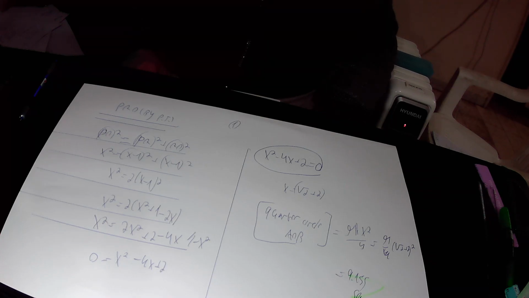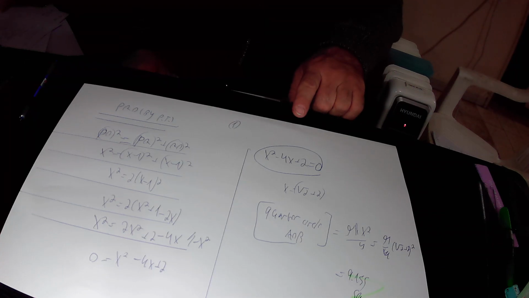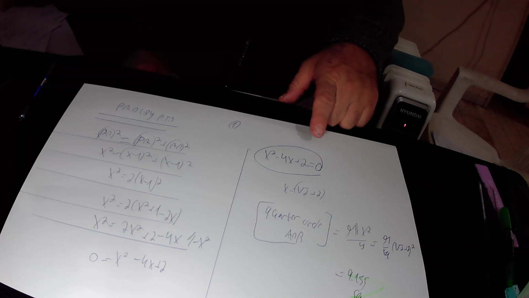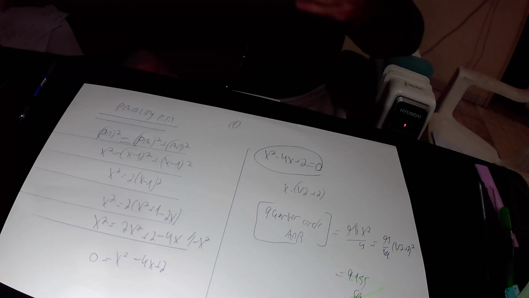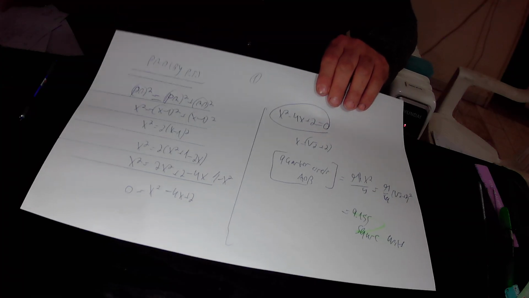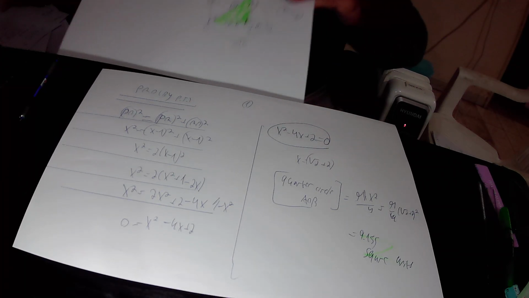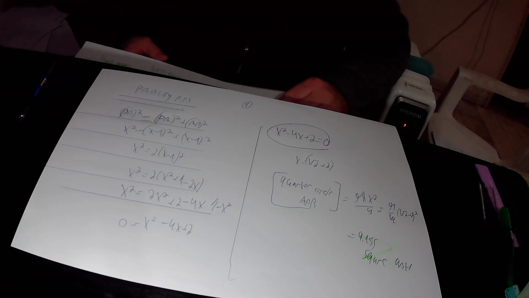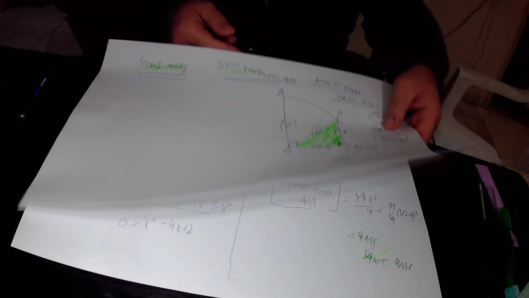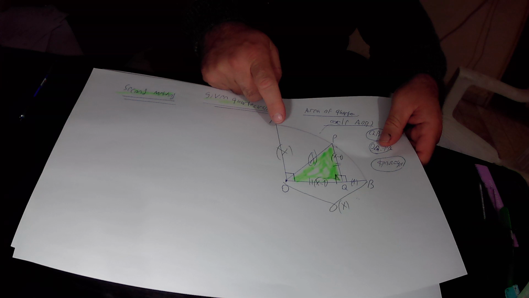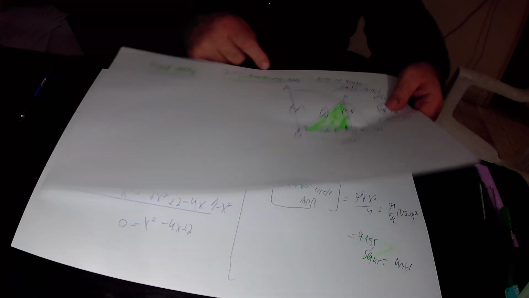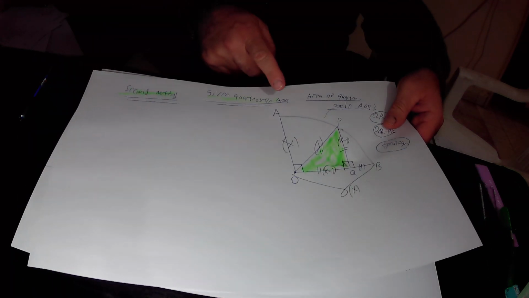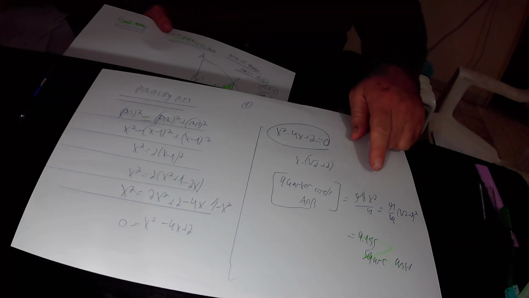This is the same quadratic equation that we had in the first method, and we found that the solution for this quadratic equation is x equals 2 plus square root of 2. Our task is to find the area of the quarter circle AOB. So the area of this quarter circle AOB must be equal to pi x squared over 4, because x is the radius.